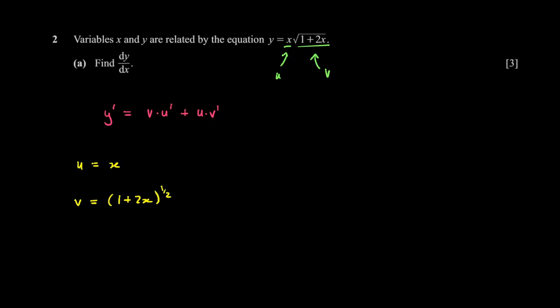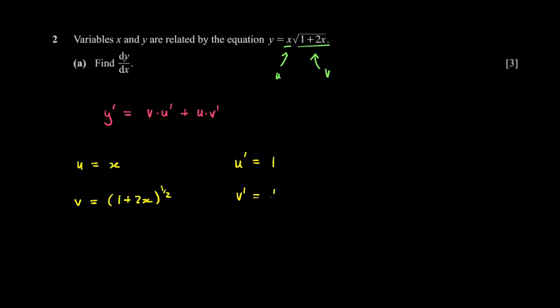So now if I differentiate u, then that's going to give me 1. If I differentiate v, this is going to be a chain rule. Why is it a chain rule? Because I've got one function, which is 1 plus 2x, inside another function, which is the x to the power of a half. So how do I differentiate this?